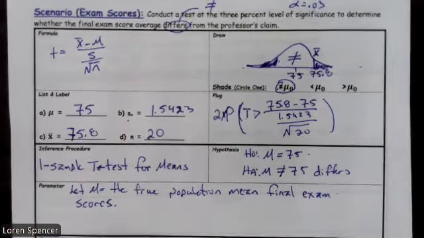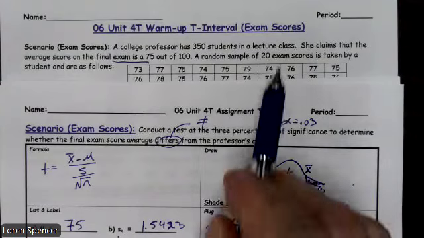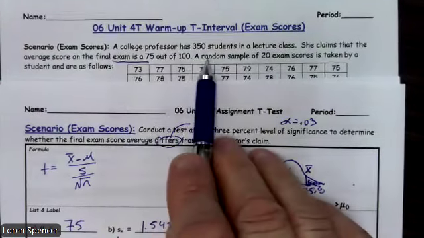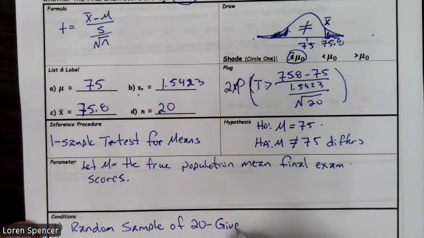Conditions. Well, the first condition will always be random sample. And we need to go back and check. Well, we know we have a sample of size 20, and it says random sample. So random sample of 20, and that was given, and we can put a check mark by it.